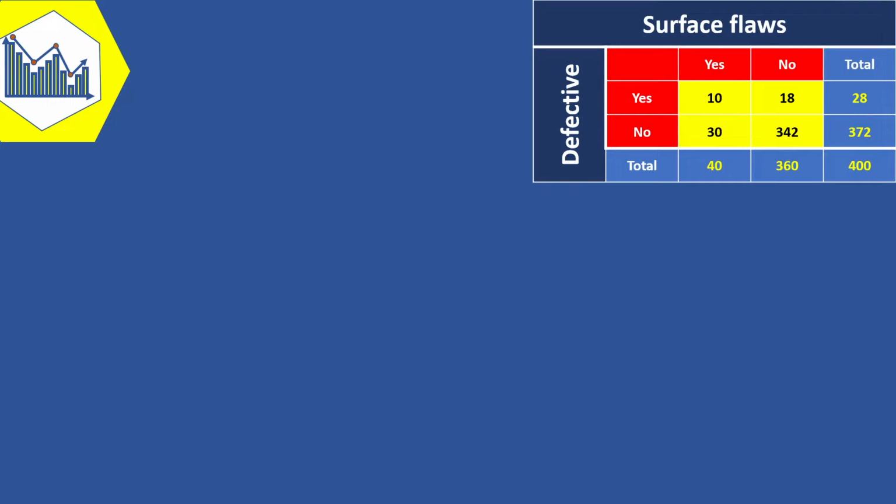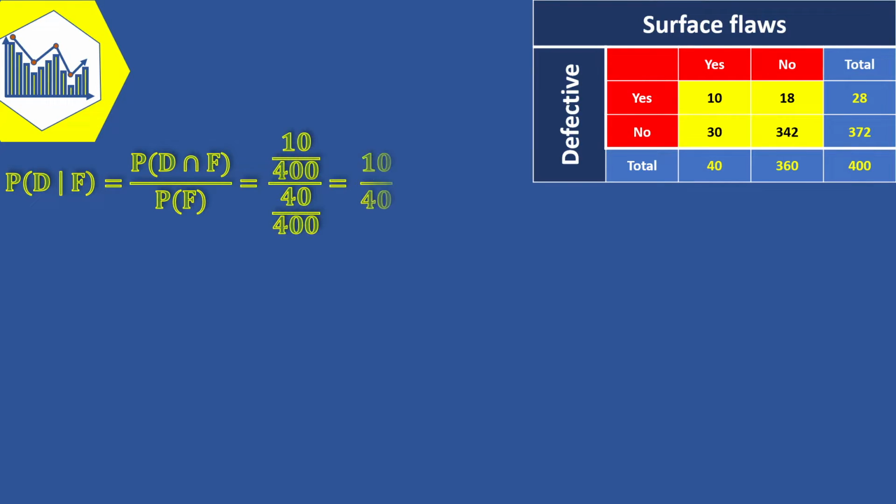Now, let's calculate the last probabilities with the formal definition of conditional probability. Again, consider the 400 parts in the previous table. From this table, we have the probability of D given F, that equals the probability of the intersection of D and F over the probability of F.